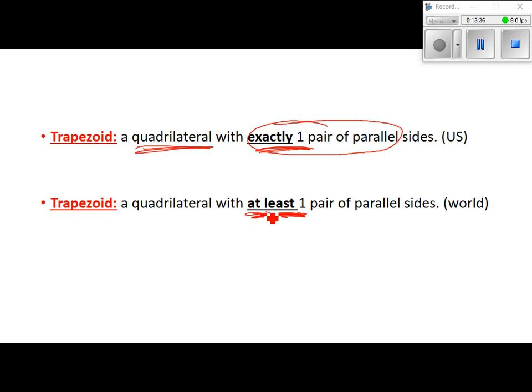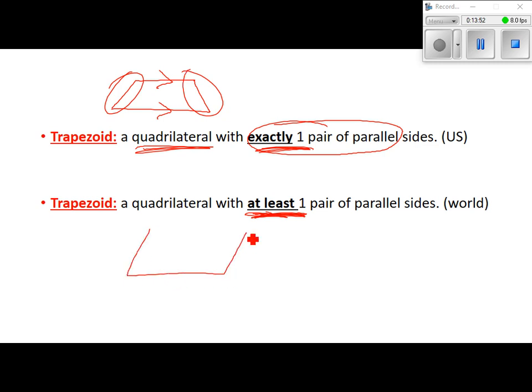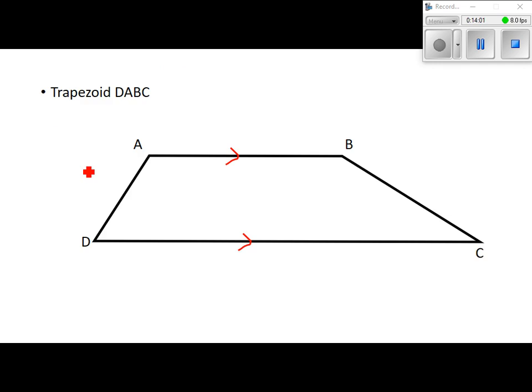So what we normally think of as a trapezoid is this. These two sides are parallel, the other two sides are not parallel. So unlike a parallelogram where these two sides are parallel and these two sides are parallel, it's just that little bit of difference. So trapezoid, when we name it, again, go around it in some kind of order. So trapezoid DABC, these two sides are parallel.